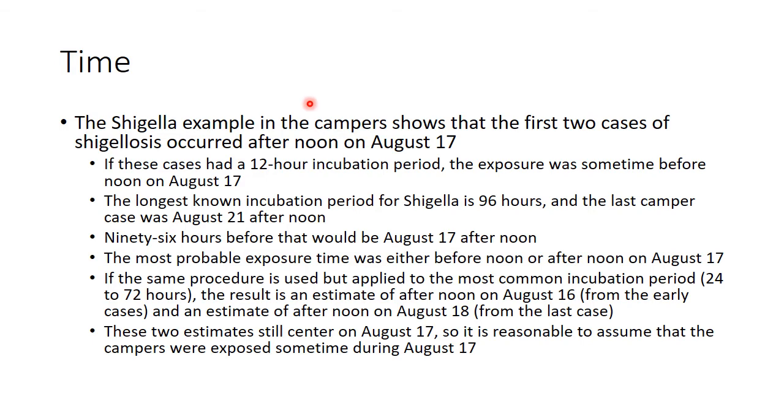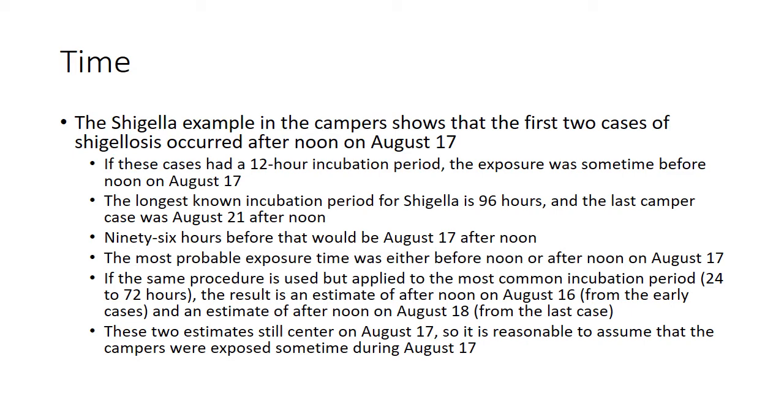So using that Shigella example with the campers shows that the first two cases occurred after noon on August 17th. So if we look at the shortest incubation period, the exposure was then sometime before noon on August 17th. Okay. The longest known incubation period for Shigella is 96 hours, and the last camper case was on August 21st afternoon. So if you were to take that 96 hours and backtrack it from the afternoon of August 21st, you would see that it would be August 17th afternoon. This means that the most probable exposure time was either before noon or afternoon on August 17th. So you're looking to see, based on the earliest exposures and the shortest incubation period, and then the last exposures with the longest incubation period, where they line up. And again, this is going to give us an idea of where the exposure actually occurred.